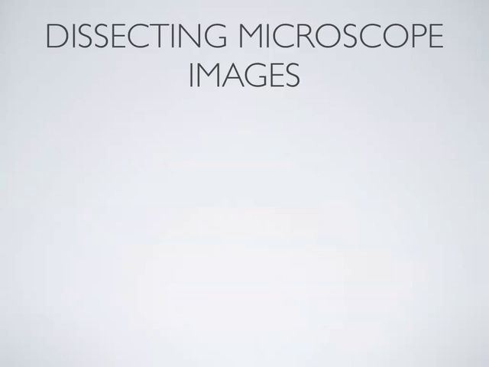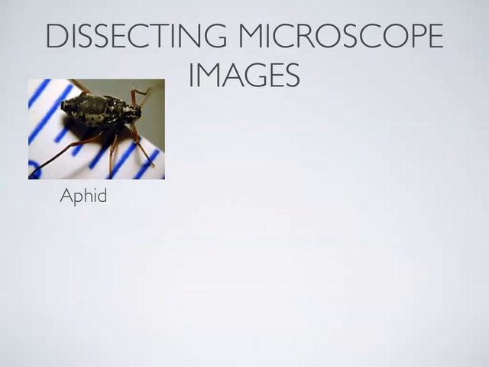Now, when we use a dissecting microscope, things look different. This is an aphid, a small insect viewed through a dissecting microscope. How does it look different? Can you, CJ? Exactly. One of the things about the dissecting microscope is it gives you a three-dimensional view of the object.